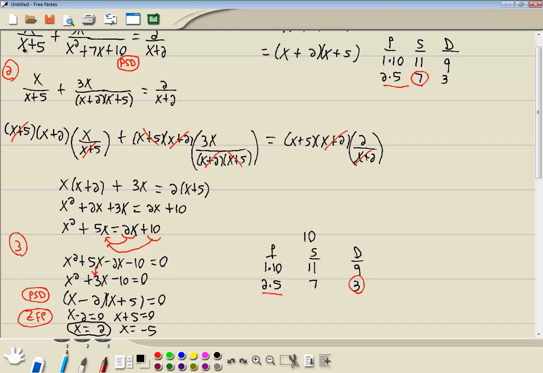Now negative 5. If I put negative 5 up here, negative 5 plus 5 is 0. That causes the denominator to equal 0. So we do not use that answer, we cross it off. So our only answer in this problem is x equals 2.